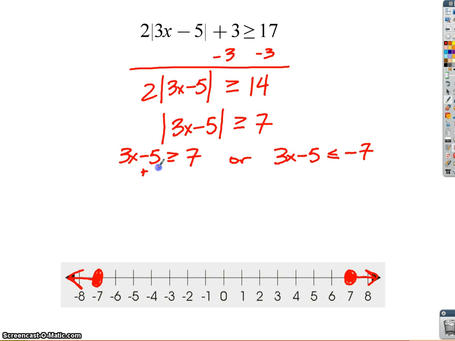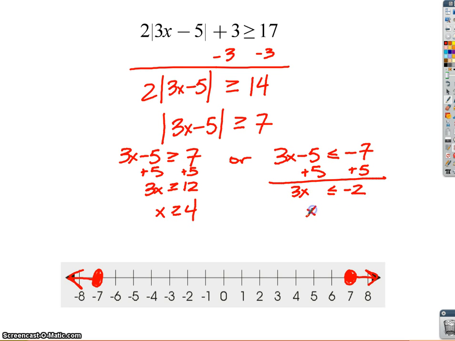Solve. Add 5, add 5. 3x is greater than or equal to 12. X is greater than or equal to 4. Or add 5, add 5. 3x is less than or equal to negative 2, divided by 3, negative 2/3.